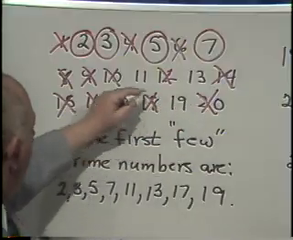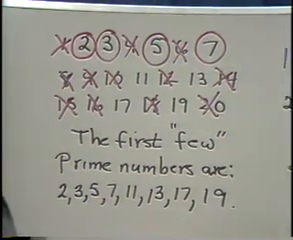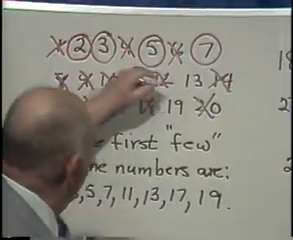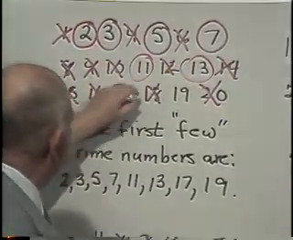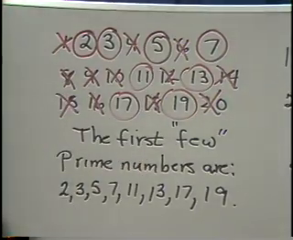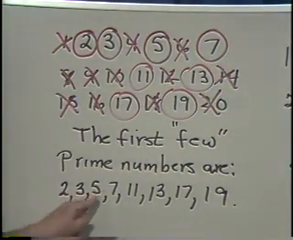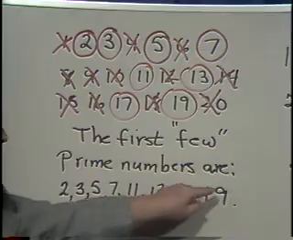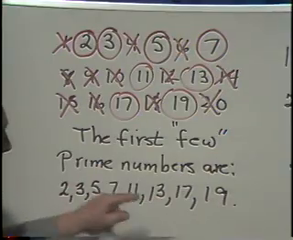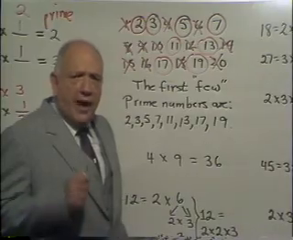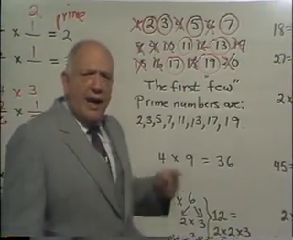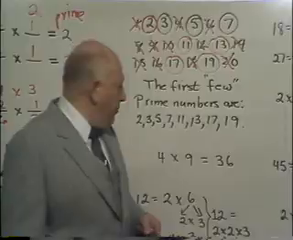In fact, you see, from here on in, all the numbers that are left must be primes because they haven't been crossed out yet. In other words, the first few prime numbers are 2, 3, 5, 7, 11, 13, 17, and 19. That means these numbers cannot come up in a multiplication table other than where? In the ones table and their own table.